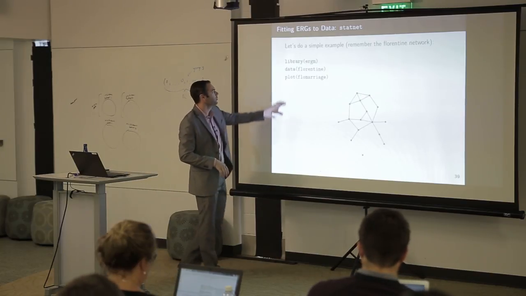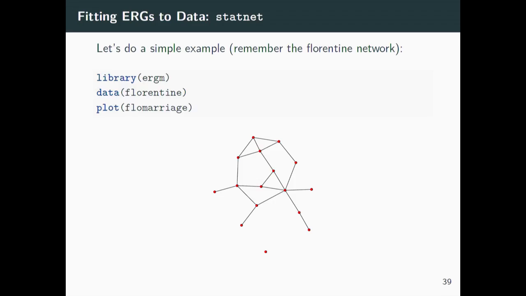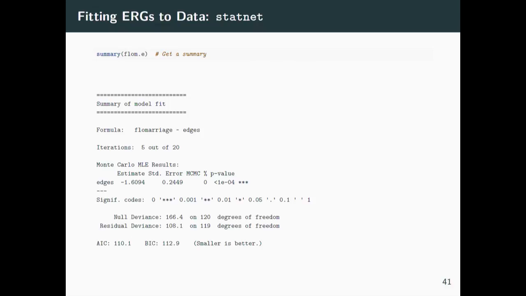Okay, so let's go back to our flow marriage graph. It's a nice, simple network, and we can fit ERGMs to it pretty directly. We fit our simple Logit model, and we get out our maximum likelihood estimate for our theta. We can do summary on it, and we get the standard summary output: our model, the number of iterations it took to compute, our theta, standard error, how much the MCMC is affecting our standard error, and then basic deviance calculations, AIC and BIC.